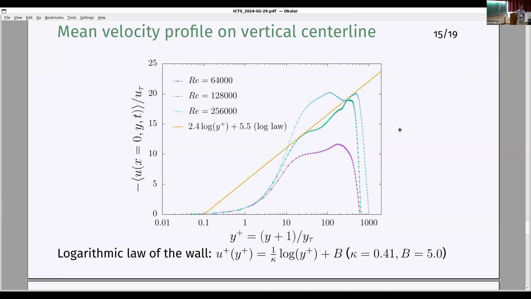That's kappa 0.4 and B 5, the well-documented universal profile. But if we change the Reynolds number, there may be some log regime, but the constant in front may be different from the universal profile. But this is ongoing work, so I have not yet reached a definite conclusion.